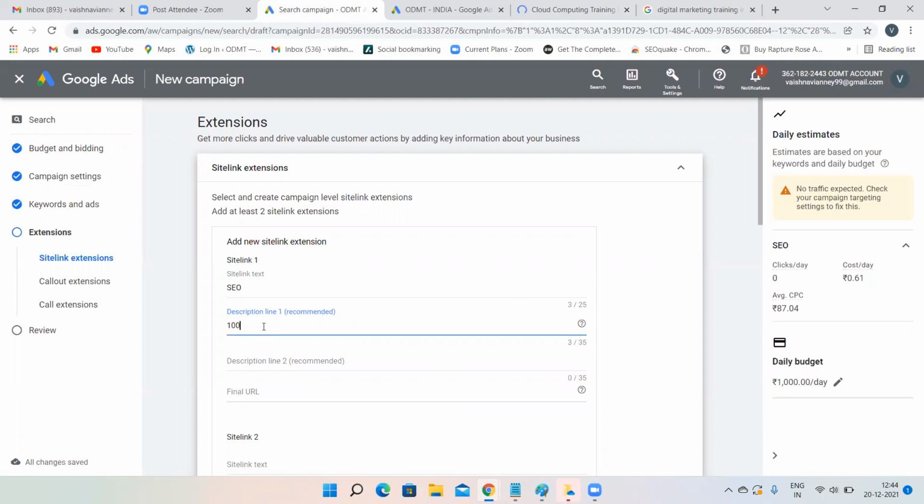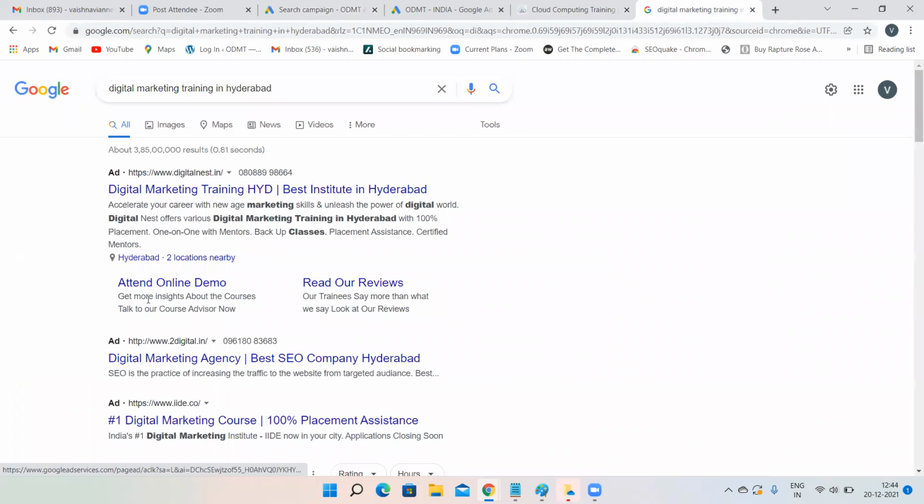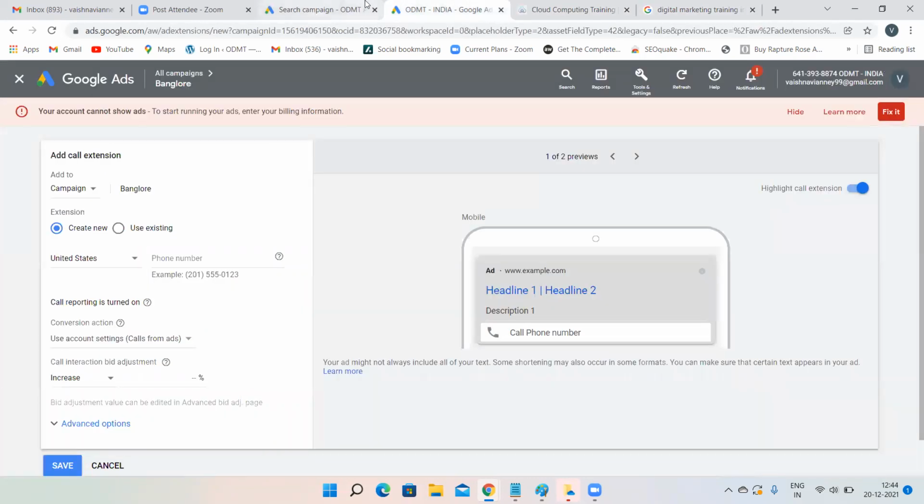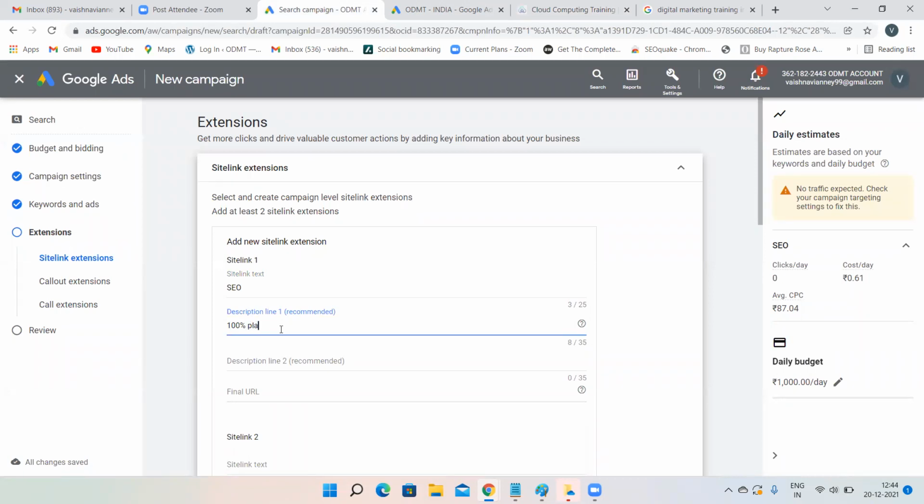Again, 100% placement. Description in the sense, whichever it is appearing over here, just up over here. See, this is the link text and they are describing something over here. Link text description. So again, come back over here and give some description.